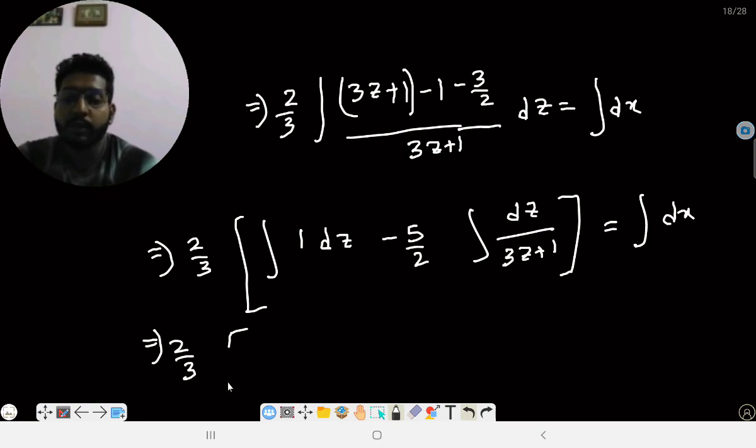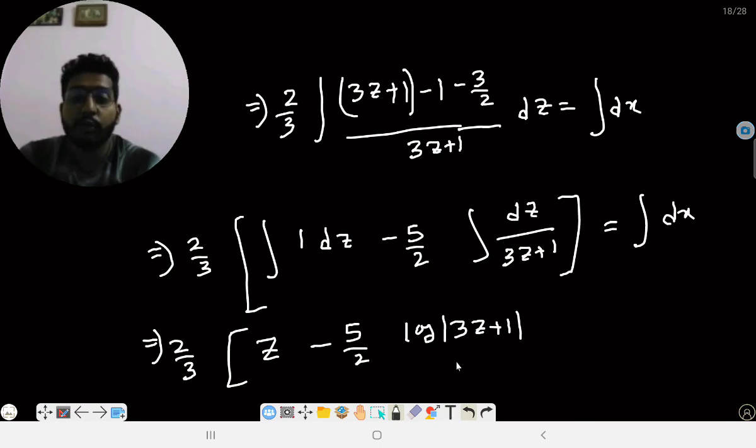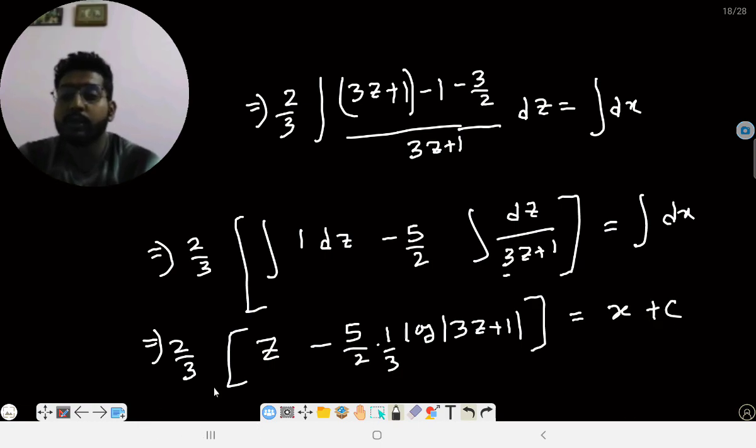Now integration of 1, what is the integration of 1? The integration of 1 is z, minus 5 by 2, and this will be log mod 3z plus 1. And what is the coefficient of z here? The coefficient of z is 3, and whatever the coefficient is, it will come here as 1 by 3, and that will be x plus c. Done. So this is the integration.